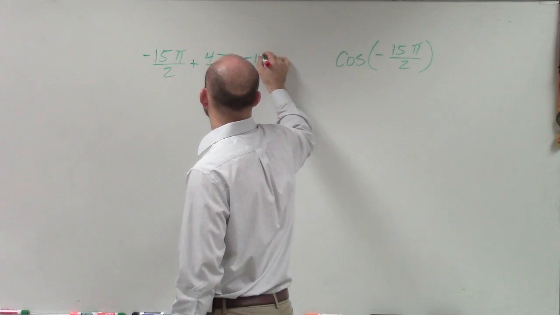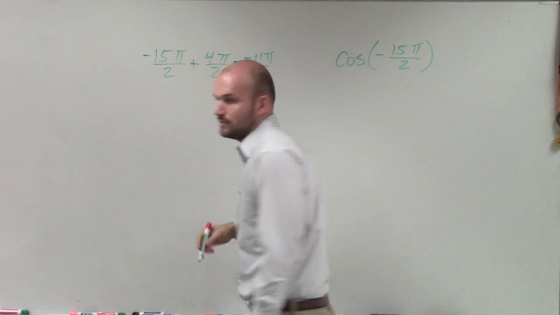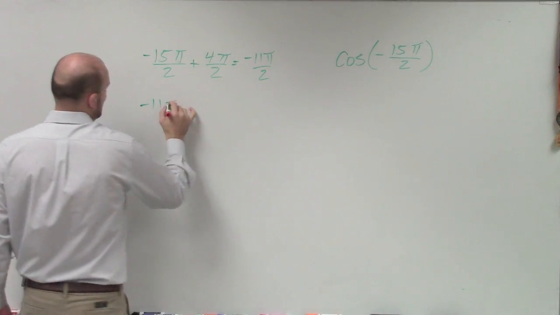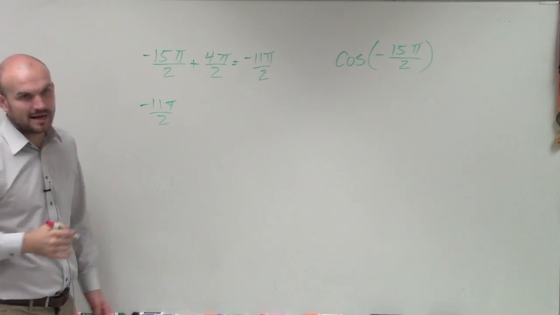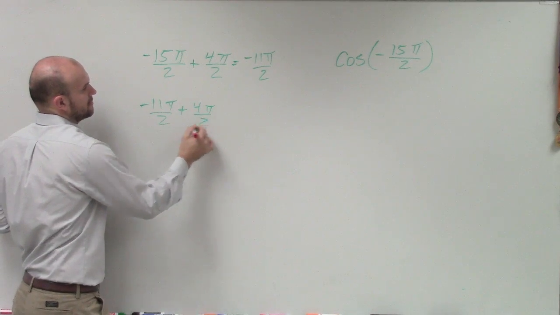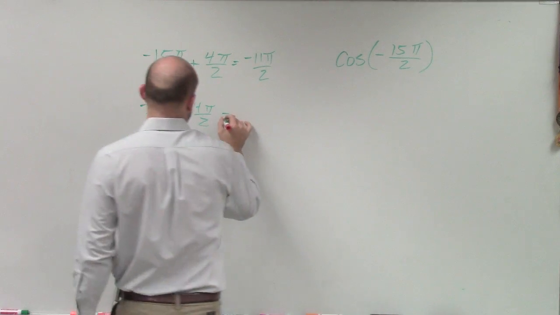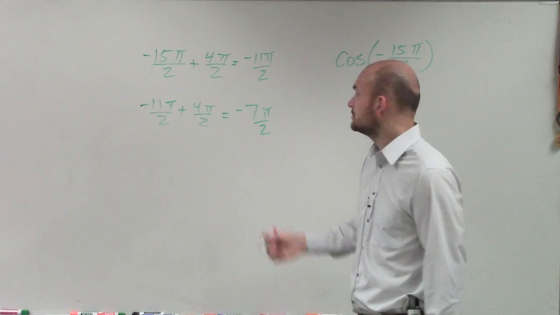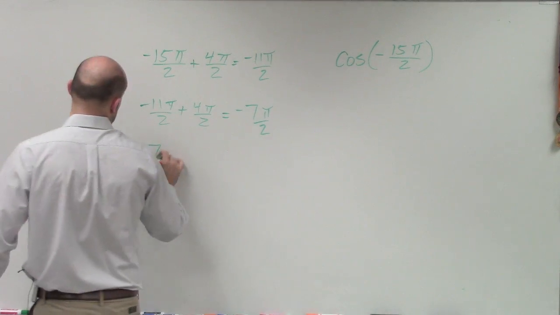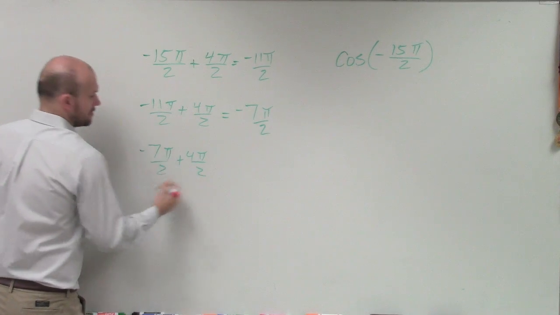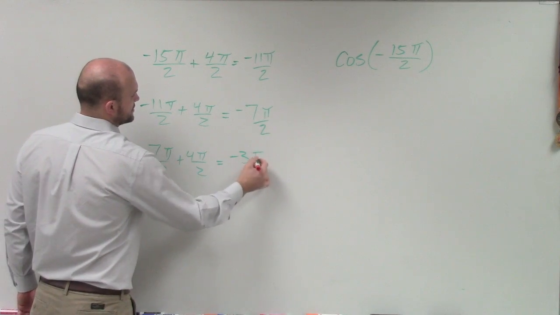So therefore, I get negative 11 pi over 2. Well, can I still add 2 pi? Yeah. And you could do this a lot quicker than I'm doing it, but if I add 4 pi over 2 again, that's going to give me negative 7 pi over 2, right? Let's add it again. That gives me negative 3 pi over 2.